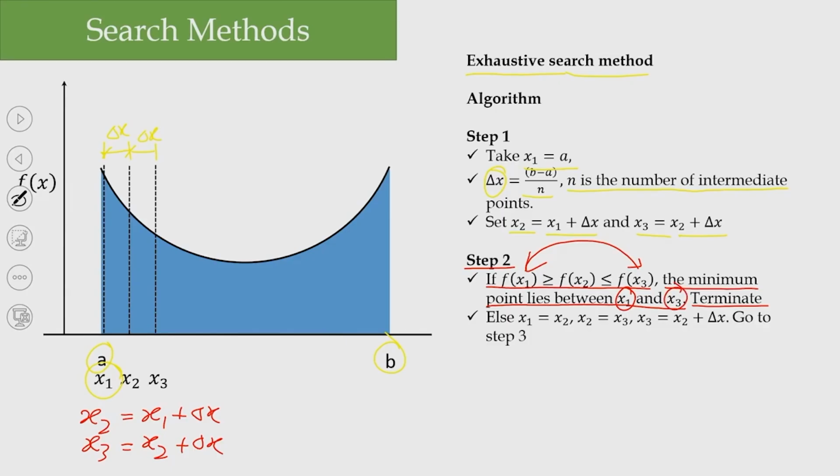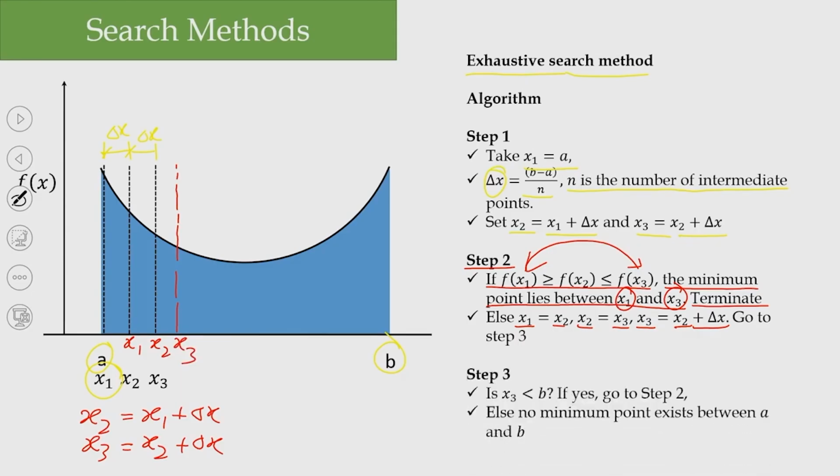If this condition is not true, we go to the next step. In that case x 1 equals x 2, x 2 equals x 3, and x 3 equals x 2 plus delta x. So if that condition is not true, we take another point. Now this will be your x 1, this is x 2 and this will be your x 3, and then go to step 3.